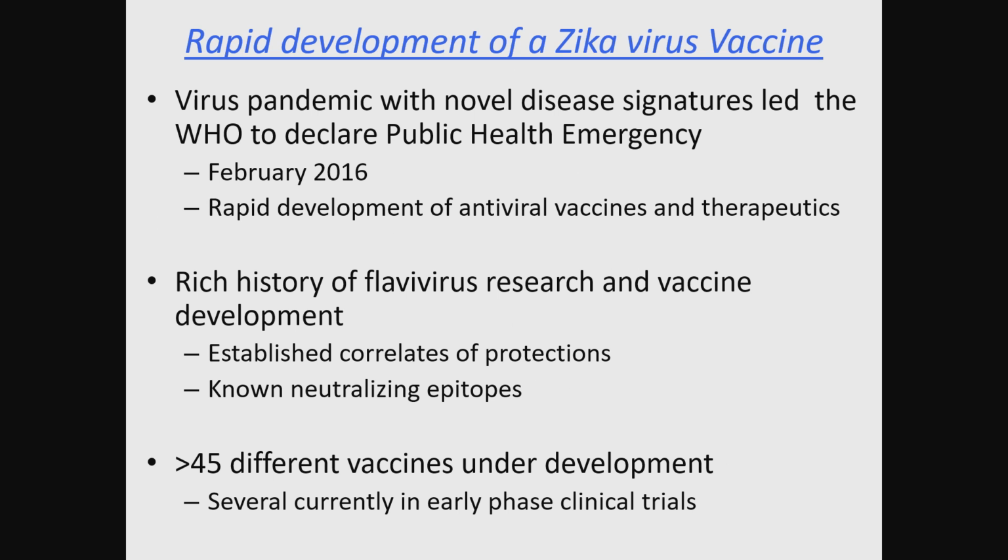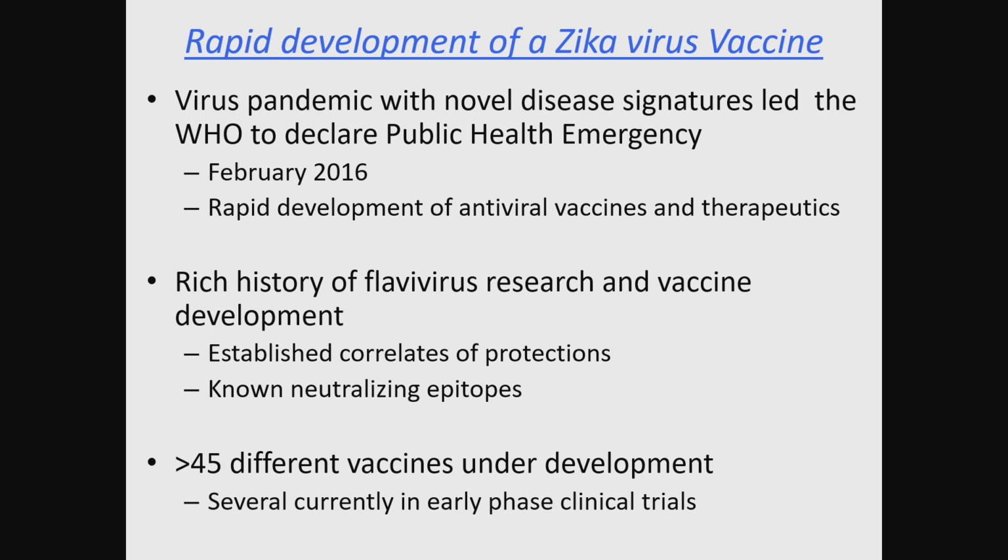So in 2015, there was a virus pandemic with novel disease signatures, and this led the World Health Organization to declare a public health emergency in February 2016. And in this public health declaration, they called for the rapid development of antiviral vaccines and therapeutics.